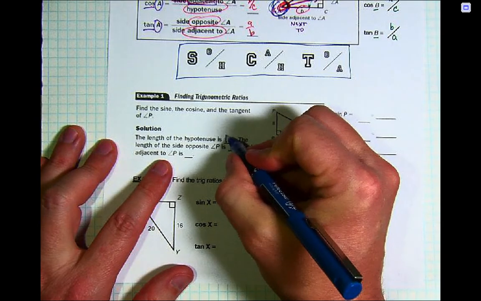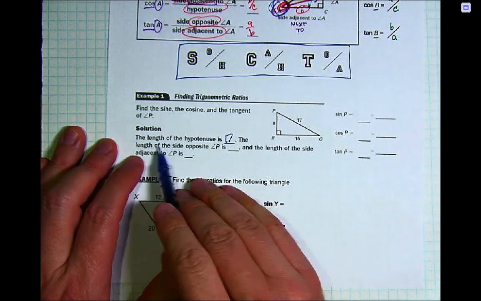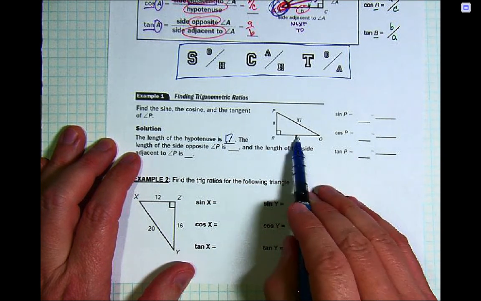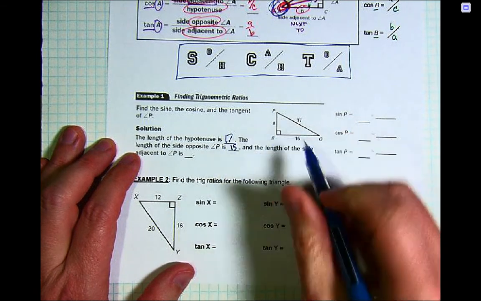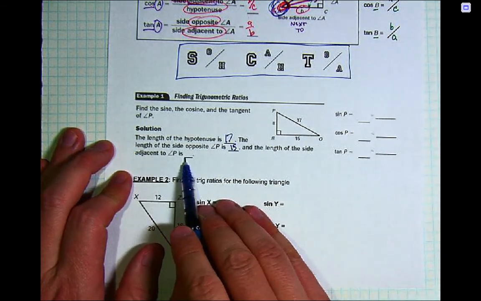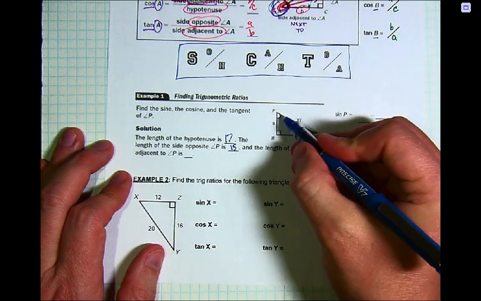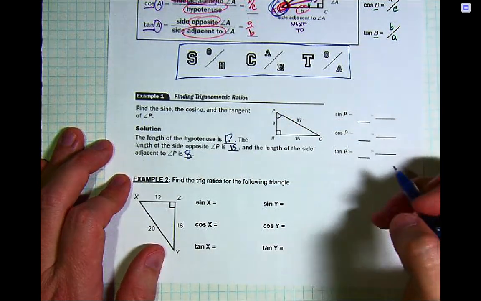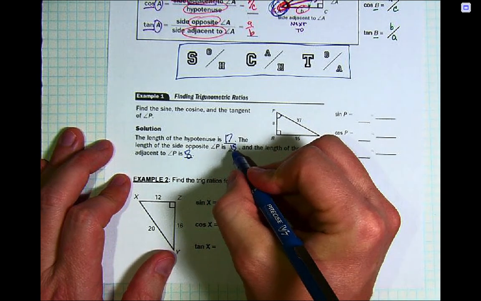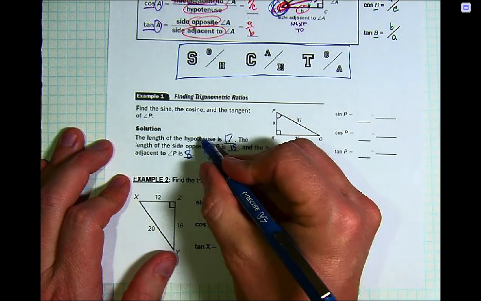All right, so the length of the hypotenuse is what? 17. The length of the side opposite angle P is 15. The length of the side adjacent to angle P, here's angle P, right? Adjacent to that is 8. So opposite 15, adjacent 8, hypotenuse 17.